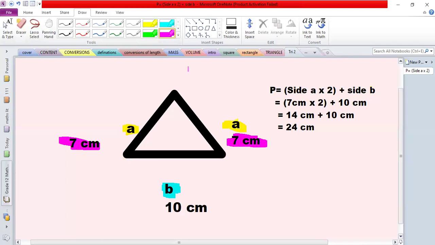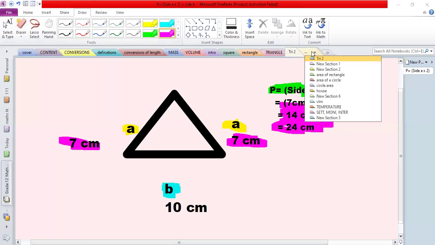So when we calculate the perimeter of this triangle, we say perimeter is equal to side A multiplied by 2 plus side B, which gives us 7 centimeters times 2 plus 10 centimeters. It will be 14 centimeters plus 10, so the final answer is 24 centimeters. We are done with perimeters.